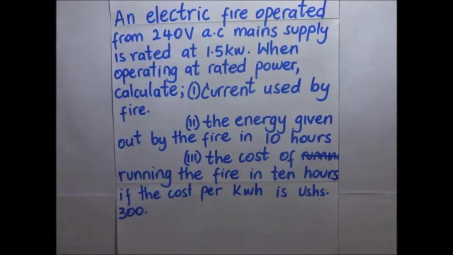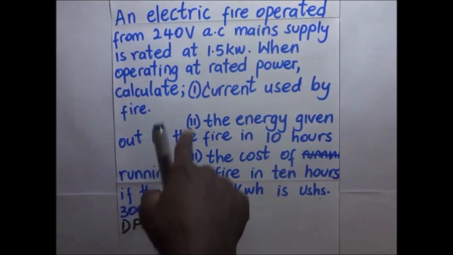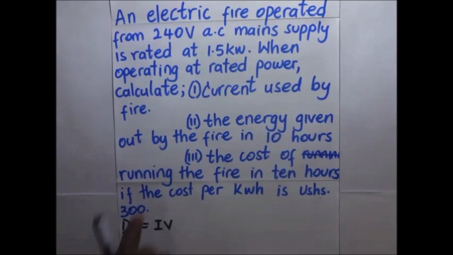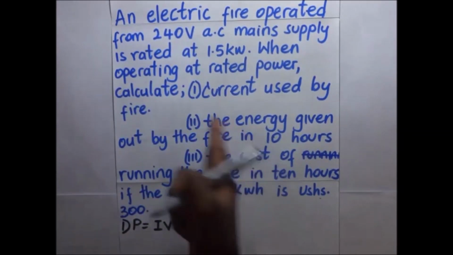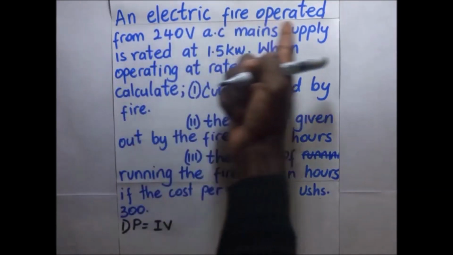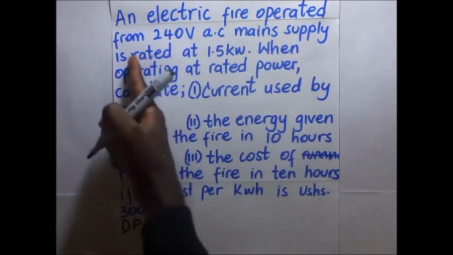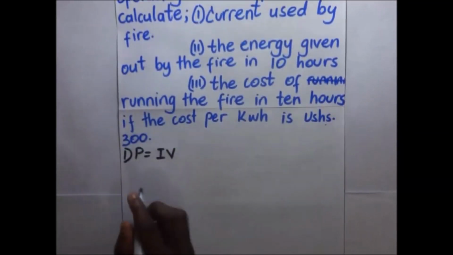From our equations of power, P is going to be I times V. This is Roman 1. Current times voltage. What is our current? They are asking us to look for the current. What is power? It is rated at, do we have the power? Current used by the fire is what we want. The electric fire operated from that AC mains is rated at 1.5 kilowatts. So meaning that our power is 1.5 kilowatts.